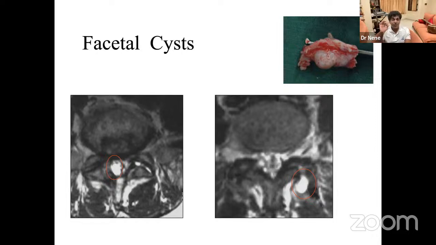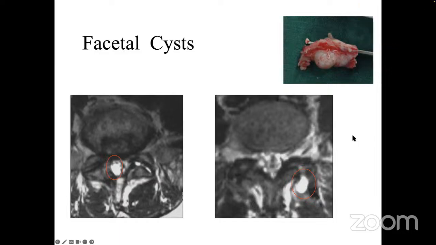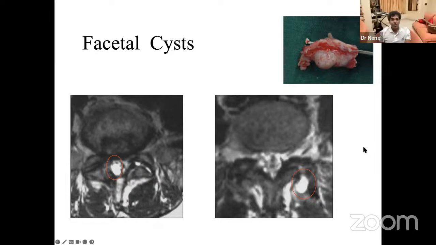What is the first treatment of a facet cyst, in the right setting? CT-guided aspiration. If you're able to do it, CT-guided rupture. If you're not able to do it, surgery. Root block is not the right treatment.